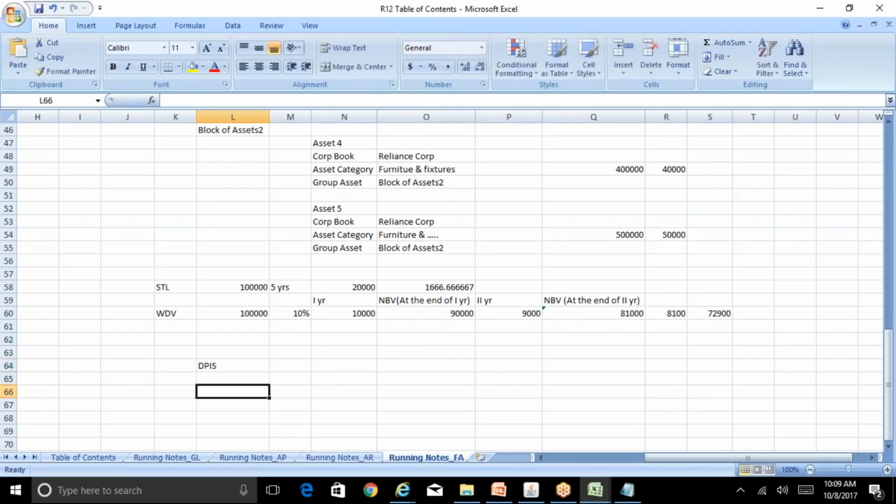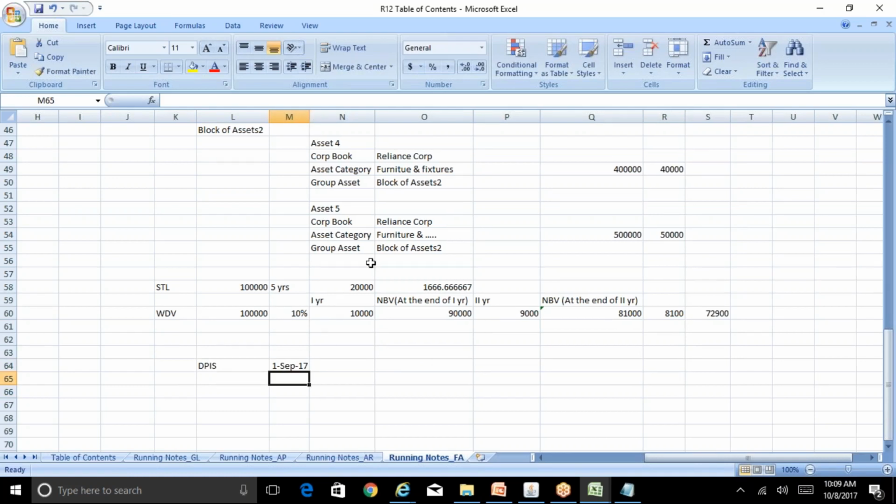When I'm creating an asset today, today is 8th of October, I can very well say that my date placed in service for this particular asset is 1st September 2017. That means even though I'm creating an asset today, I purchased that asset on 1st of September 2017, but for some reason I did not enter that in the system. I want the system to start calculating depreciation from 1st of September. So that is the significance of date placed in service.